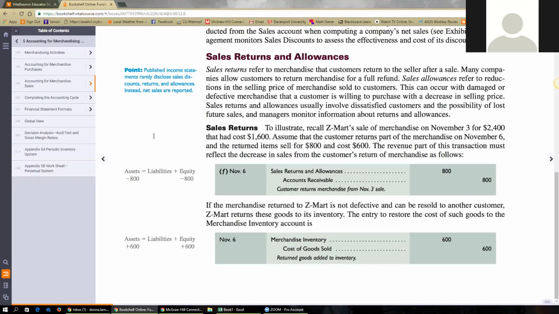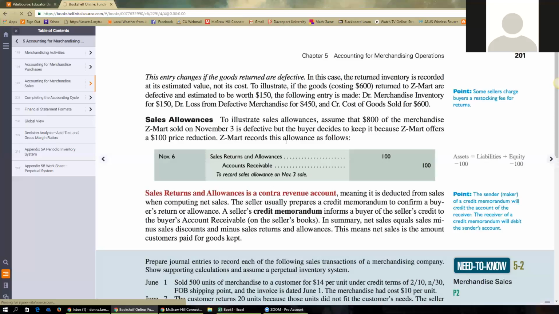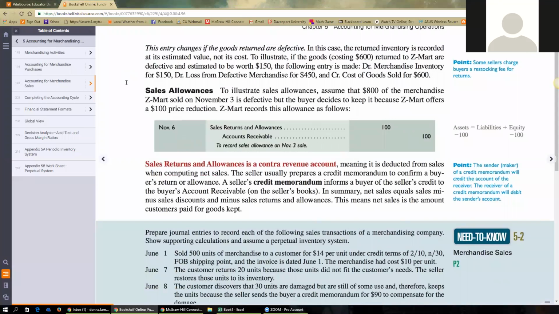Okay. So when you make a sale, it's 2 entries. And when they return it, it's 2 entries because you're either recording the sale and taking it out of inventory or you're recording the return and putting it back in inventory. And the allowances hardly ever show up. They're really rare. So I would make note of what the journal entry looks like, but I wouldn't stress about it. You're probably not going to see them. Okay.